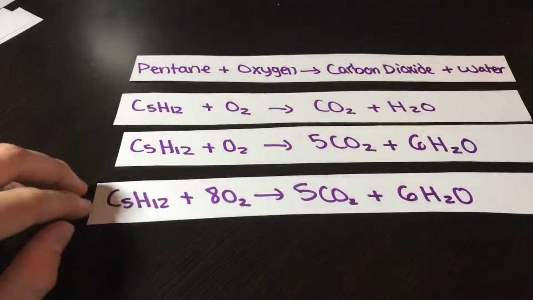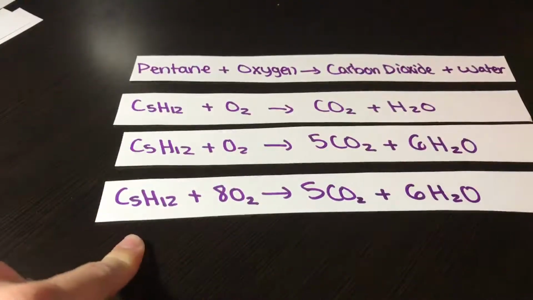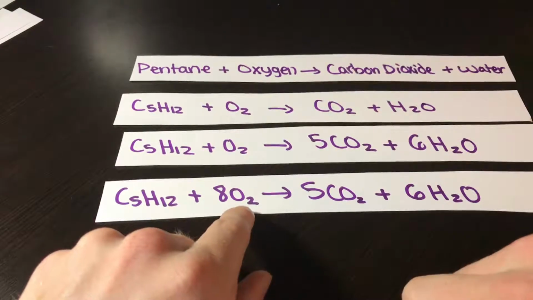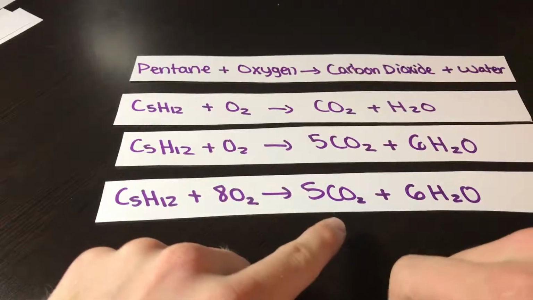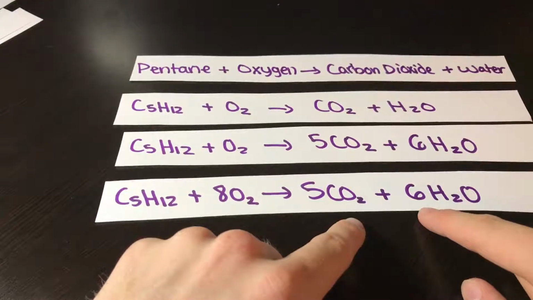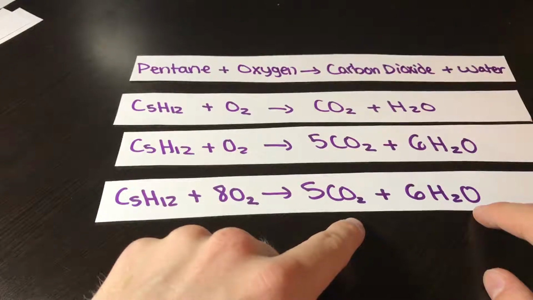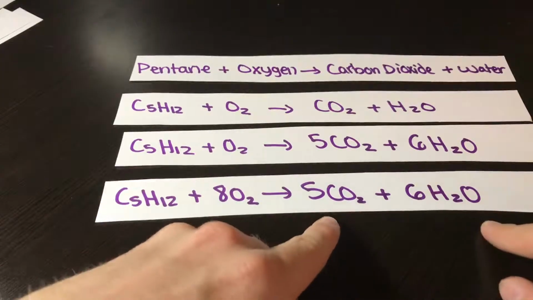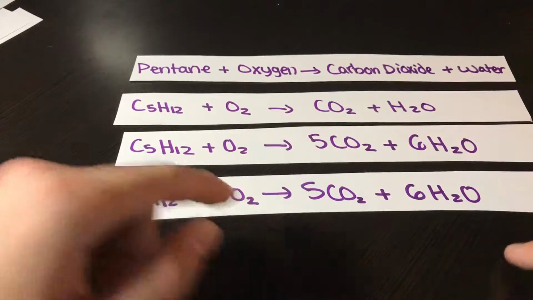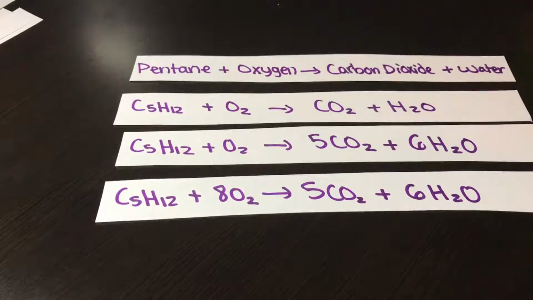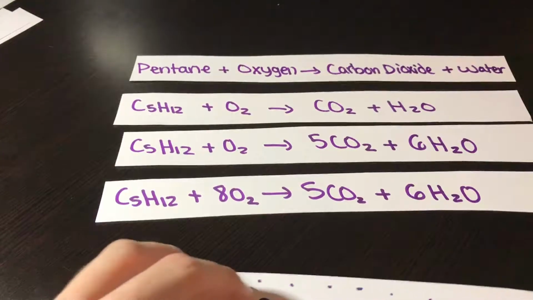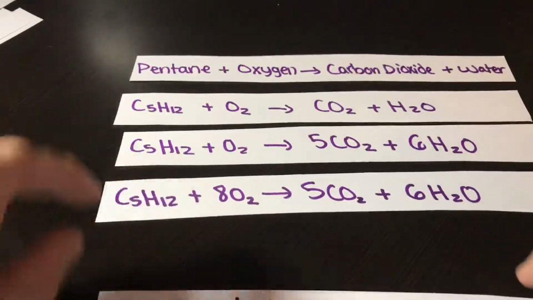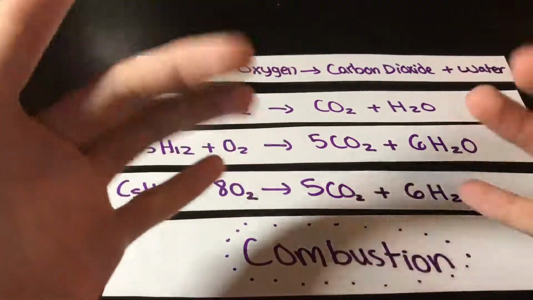So the next step to this one, and the final one, this is the final balanced equation, is adding an 8 in front of the oxygen on this side, because that results in 16 oxygen, which is what we created over here, because 6 times 1 is 6, and 5 times 2 is 10, so 10 plus 6 is 16, which is 8 times 2. Now that's finally balanced. And like we said earlier, since there's a hydrocarbon and oxygen, and we result with carbon dioxide and water, that is combustion.